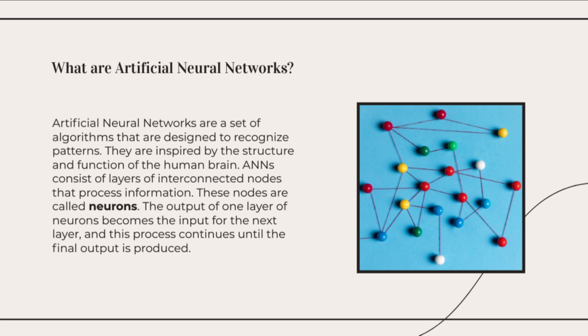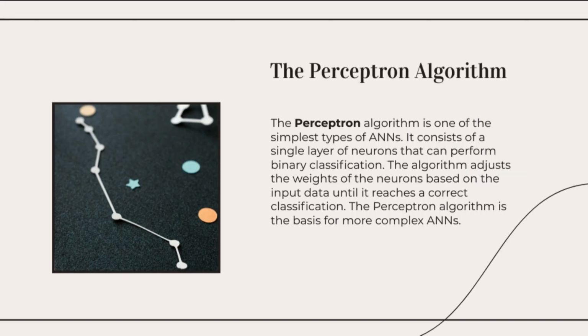3. Layers and architectures. Introduce the concept of layers in neural networks, including input, hidden, and output layers. Explain how these layers are interconnected to form different architectures, such as feed-forward, recurrent, and convolutional neural networks.